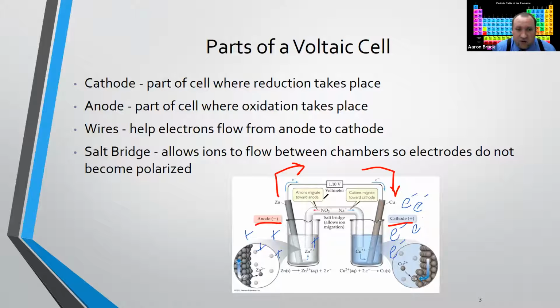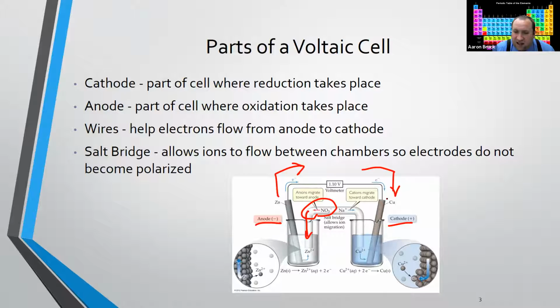So to combat this, we use something called a salt bridge. A salt bridge allows the ions to migrate by basically replacing what was lost. So on the anode side, where we had lots of negative charge leaving, the salt bridge ultimately adds nitrate ions. And so nitrate ions come in and they help to replace the electrons that were lost. And so I've got a whole bunch of positive charge over here that is now being matched by negative charge to keep it from becoming polarized.